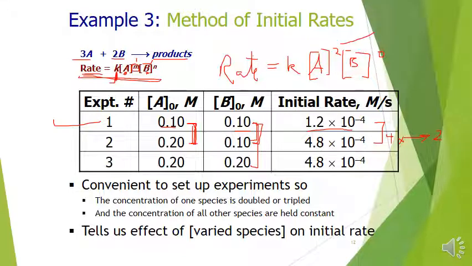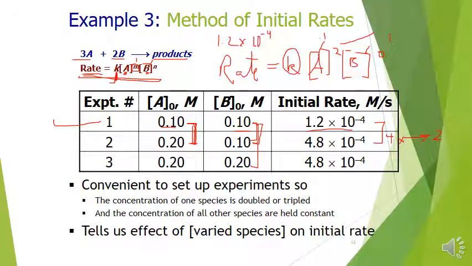And then I figured out B's coefficient is this. Now, if I want to figure out K, what I can do is take any of the experiments, like maybe number 1, plug in 0.1 here, plug in 0.1 here, plug in 2.0 here, and plug in 1.2 times 10 to the minus 4th here, and solve for K, and I get my K.